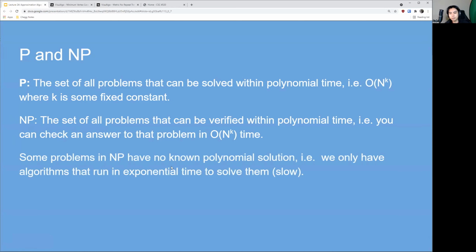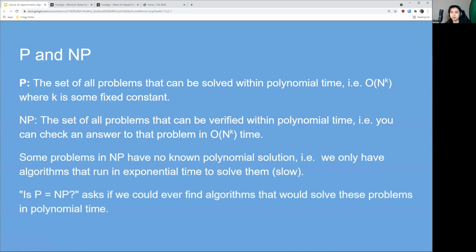Now, for some problems in NP, we don't know if they have a polynomial time solution. In other words, we only have algorithms that run in exponential time to solve them, which is slow. And the question, is P equal to NP, is essentially asking, which world do we belong in? Do we belong in the world where every problem in NP is also in the complexity class P? In other words, for all the problems whose examples and solutions we can verify very quickly, can we also solve those problems very quickly as well, right? And we don't know.